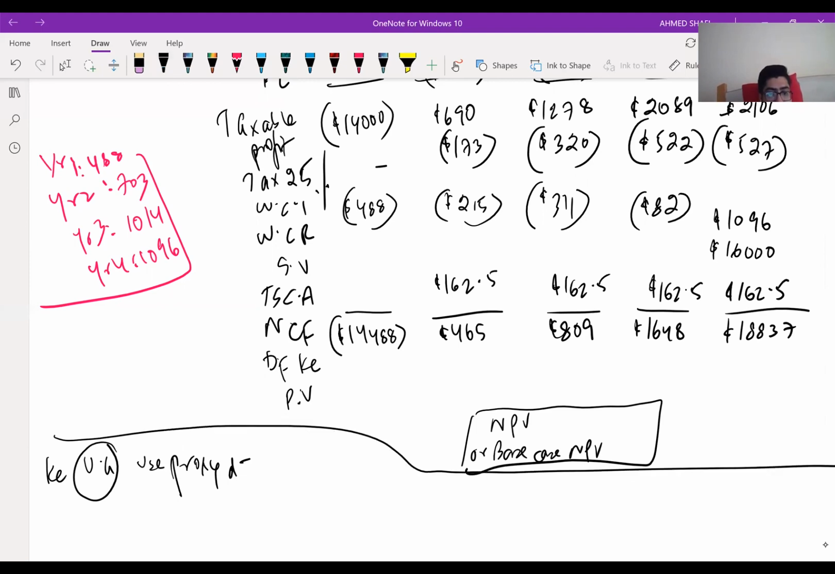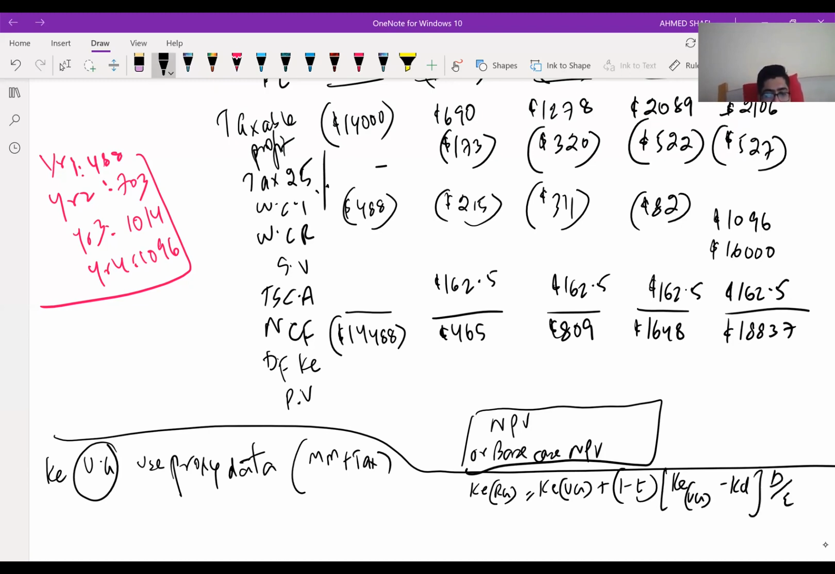So if no betas are given, we use the MM plus tax model. Write the equation of the MM plus tax model. KE regeared equals KE ungeared plus (1 minus T) times (KE ungeared minus KD) times D over E. Use proxy data to do ungearing. And in ungearing, we find KE ungeared. Tax rate is 25%.